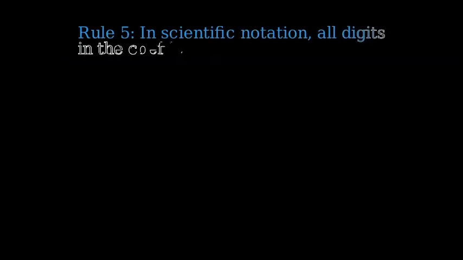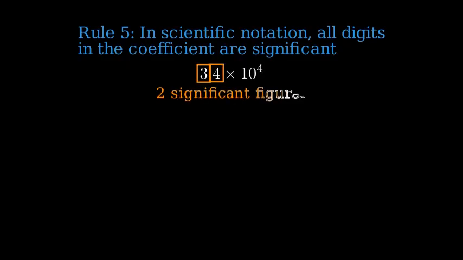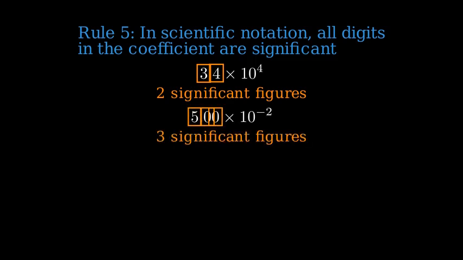Rule number 5, in scientific notation, all digits in the coefficient are significant. For example, in 3.4 times 10 to the fourth, the coefficient is 3.4, which has two significant figures. In 5.00 times 10 to the negative 2, the coefficient is 5.00, which has three significant figures because the zeros after the decimal point are significant.